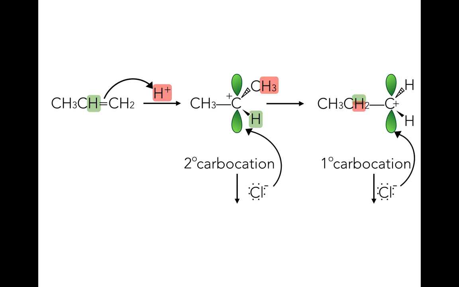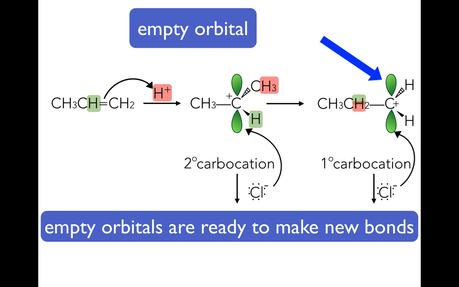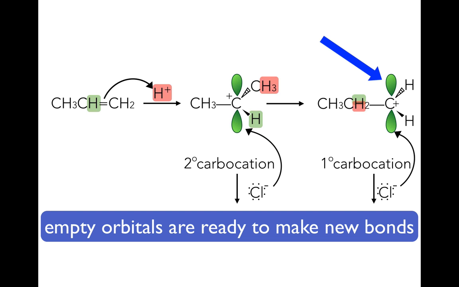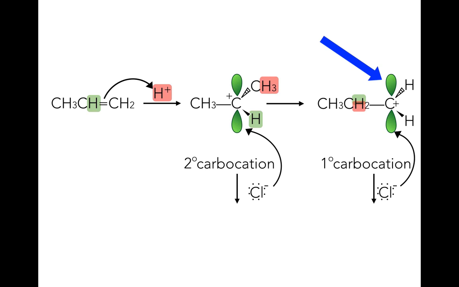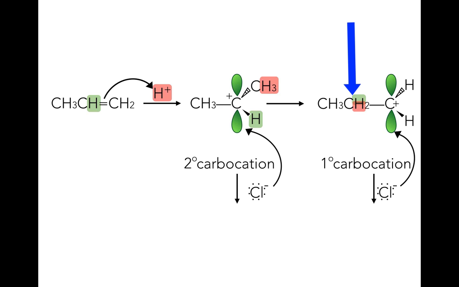Notice where the plus charge is in each one of these carbocations. In the middle one, you have the plus charge on the middle carbon, where the empty orbital is. And on the third species, you have the empty orbital on the third carbon, and that's where the plus charge is. So that is a 1-degree carbocation, meaning it's only bonded to one other carbon. That's the CH2 you see in the middle. And if you look at the one in the middle here, you'll see that this carbon has two different carbon species, two methyl groups that it's attached to.